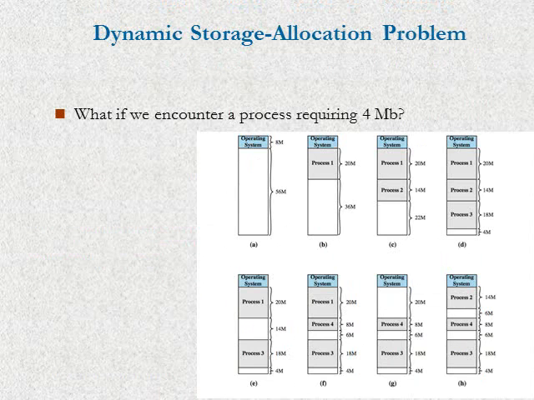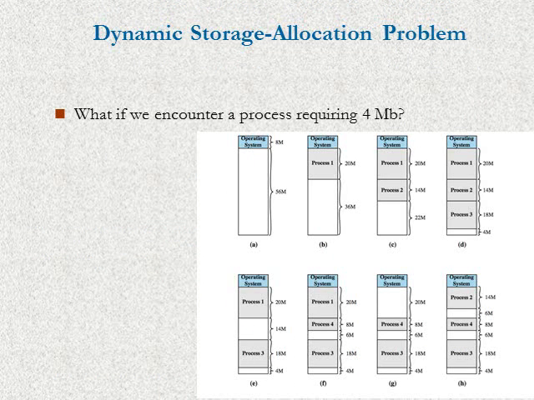Along with the problem of external fragmentation, we have another challenge in dynamic partitioning. So let's suppose this is our new state of the memory, and we encounter another process that requires 4 MBs of space. Now we have 6 MBs, 6 MBs and 4 MBs. What do you think? Which of these holes should be allocated to this process that requires 4 MBs?